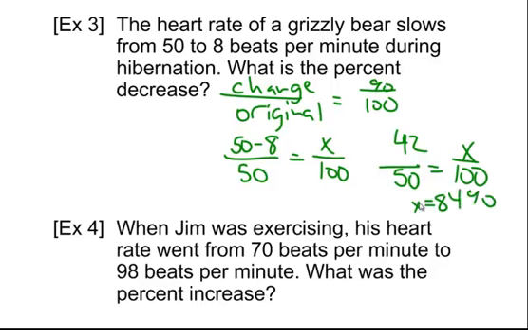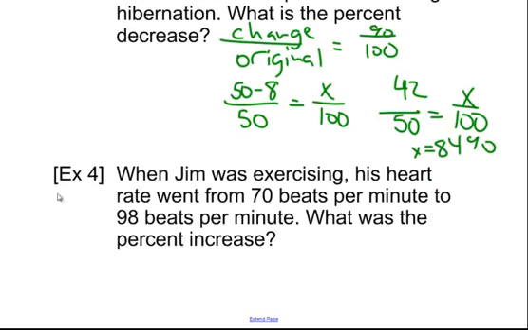So you would write a sentence. The heart rate of a grizzly bear slows by 84%. Or the percent decrease is 84%. All right, try number 4 on your own.